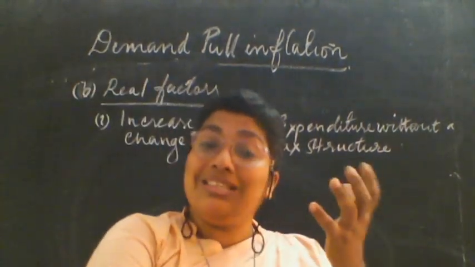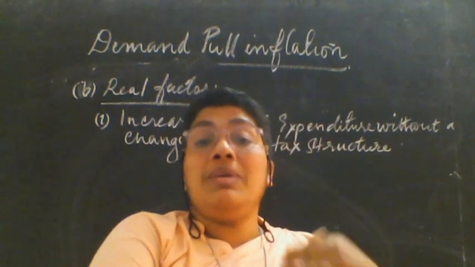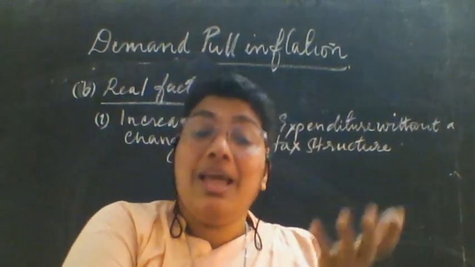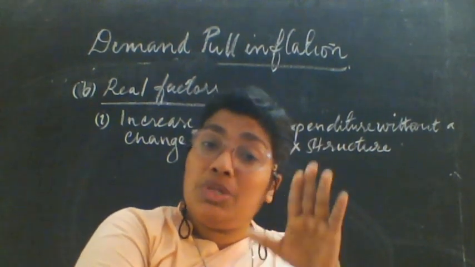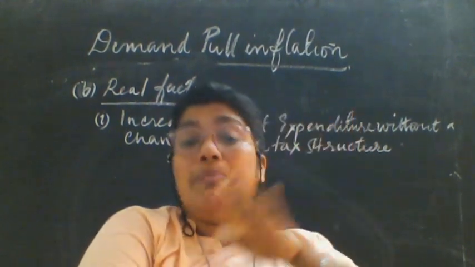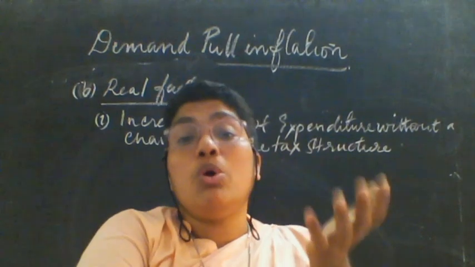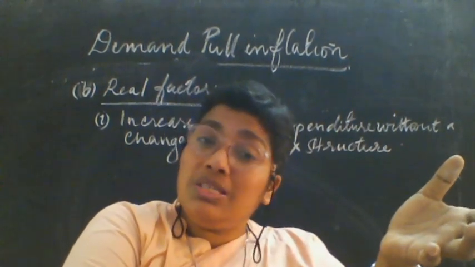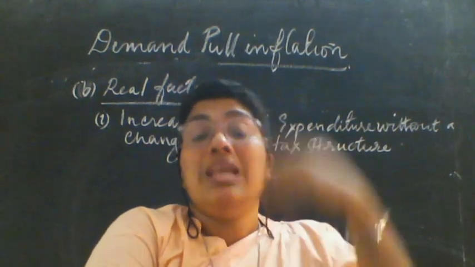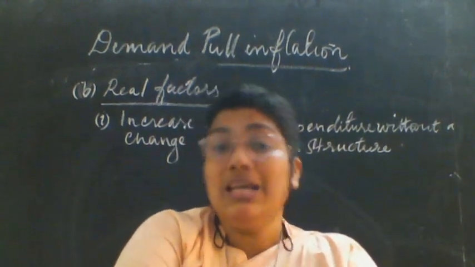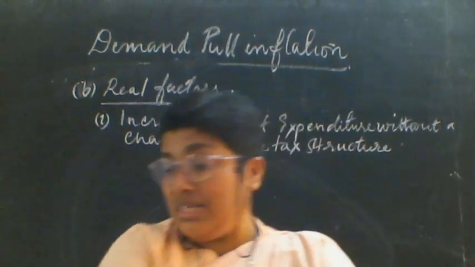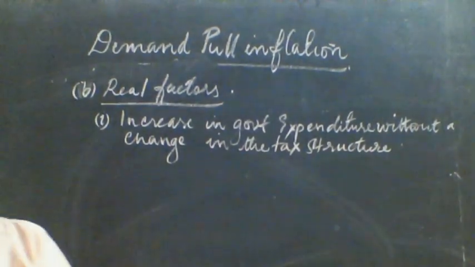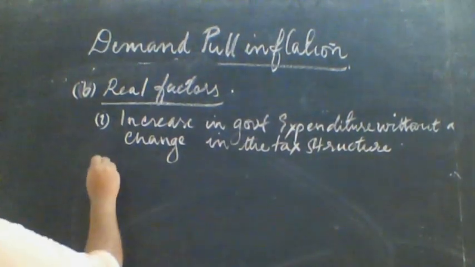Now see, it increases the demand for output. Why? When government expenditure increases, people get more income in their hands and the tax structure remains the same. So they need not pay high tax. They pay the same amount of tax but they have more income. This income will create demand for goods and services. That will cause increase in aggregate demand and demand pull inflation.